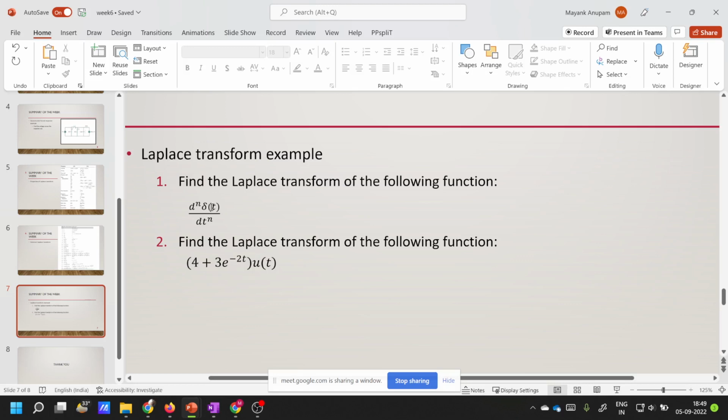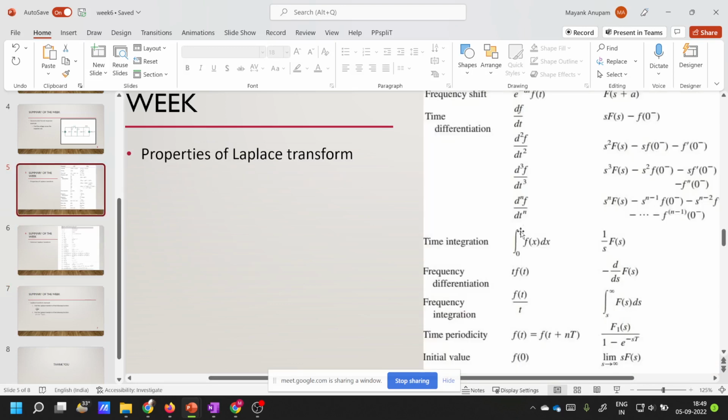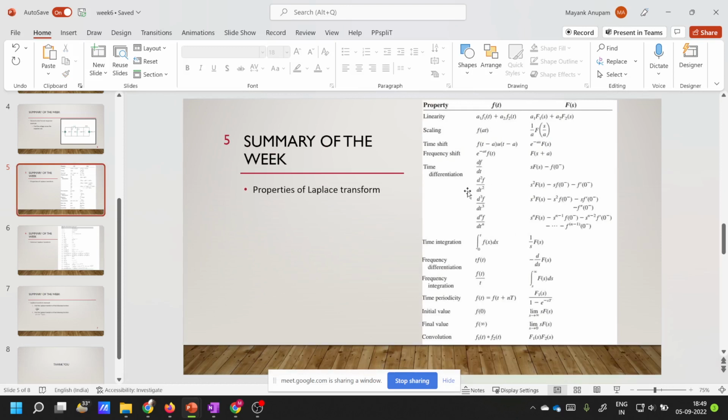So and nth derivative of delta, so what is that Laplace transform? So let me help you. This is here in this table. Yeah, you see time differentiation, this is visible, right? You see the time derivative d^n f by dt^n, the nth derivative, and the Laplace transform is what? s to the power n F of s minus s to the power n minus 1 f of 0 minus, and so on. You see, for Dirac delta function, the value of the Dirac delta impulse is equal to 0 at all times except at t is equal to 0.